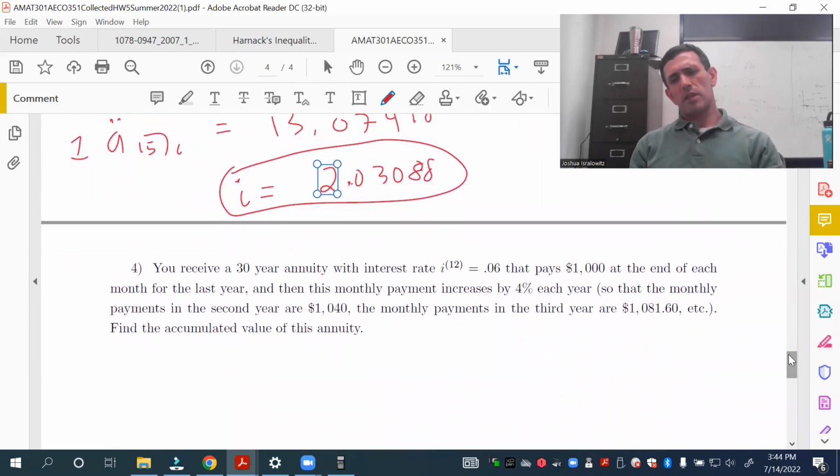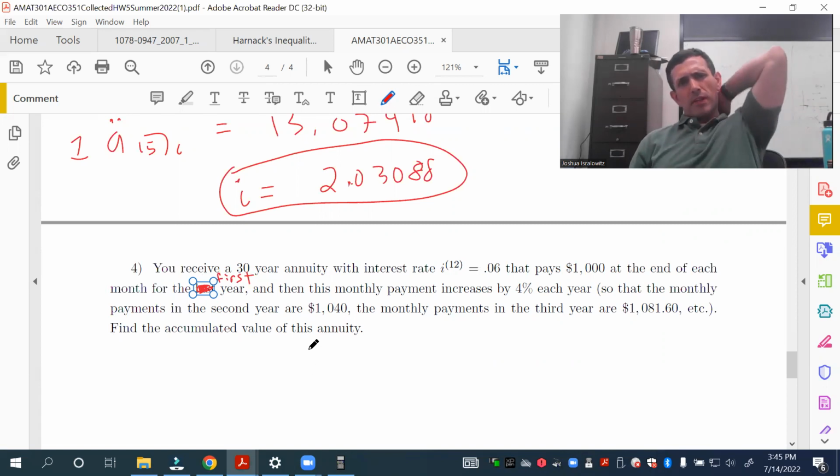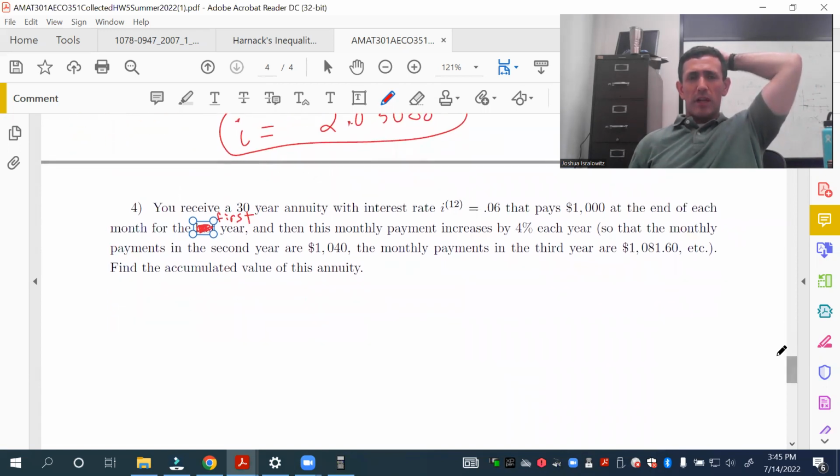All right, last but not least, typical rent type problem. So this shouldn't have said last year. I should have said first year, but otherwise it was pretty clear. Second year was 4% more than 1,000. Third year is 4% more than 1040, et cetera. No one got confused by that here. It pays 1,000 at the end of each month for the first year, and then keeps going. So yeah, it's at the end of each month, not beginning.